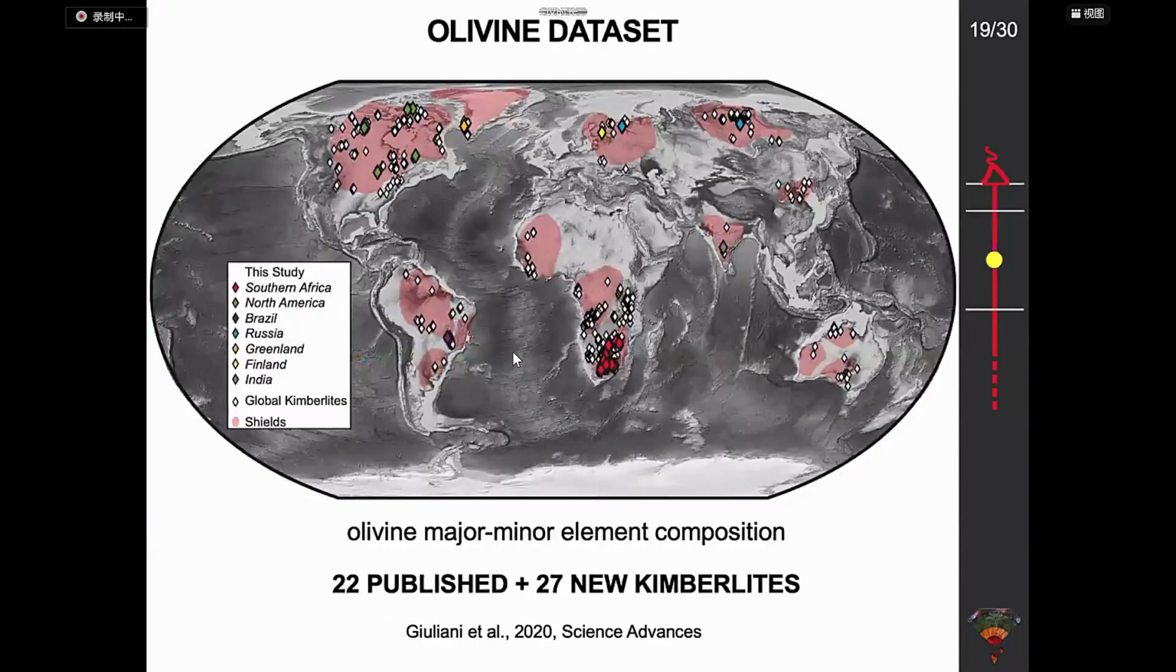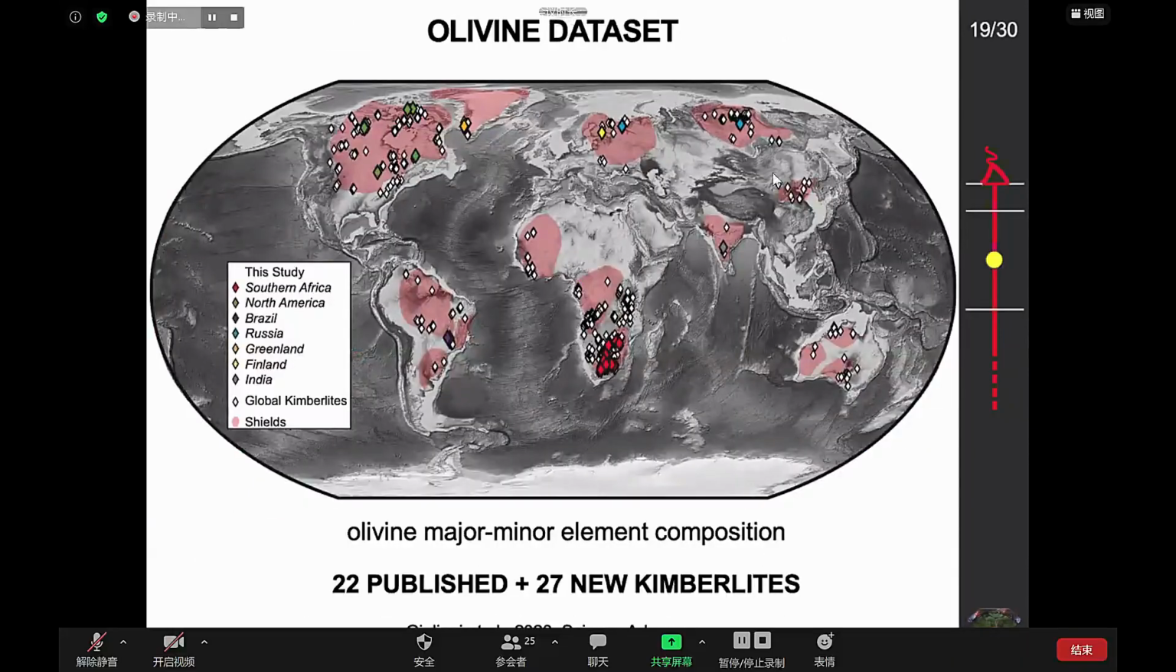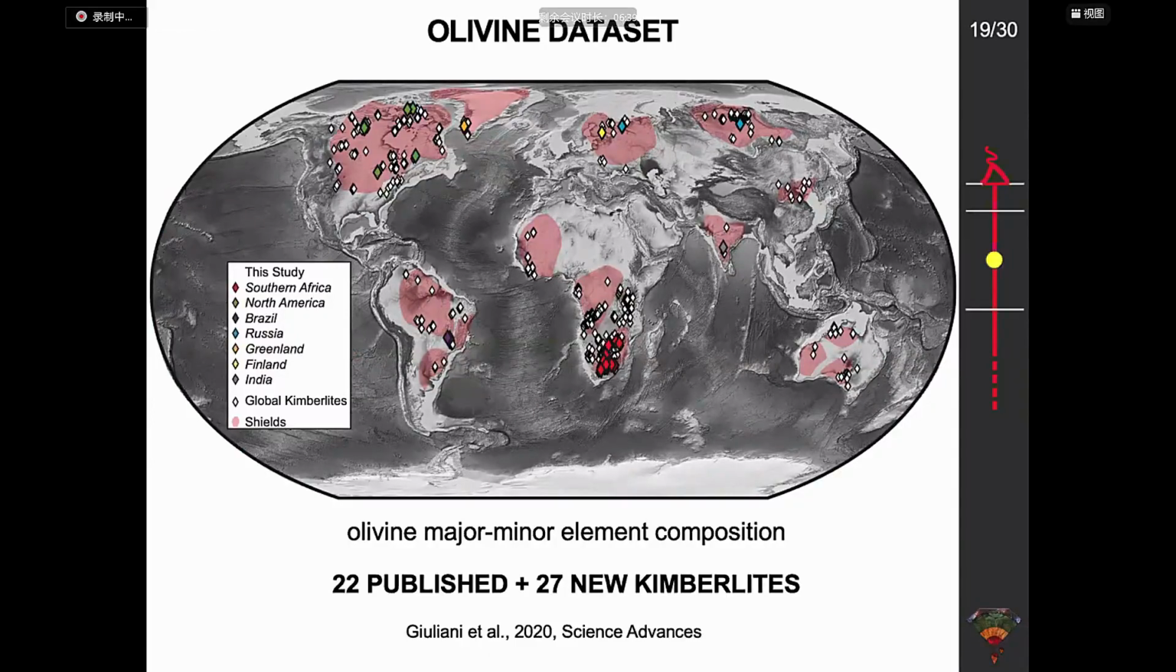So what we've done for this work, we have first compiled existing olivine major and minor element compositions from around the world, divided by core and rims. And then we have added data for 27 new kimberlite localities. As you can see from the map, most of the kimberlites are actually from Southern Africa. However, we also have a good representation of kimberlites from North America, Greenland, Brazil, Russia, and a couple of samples from India and Finland.